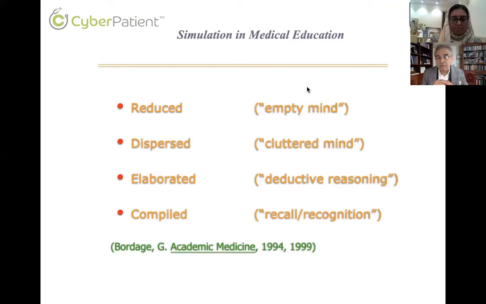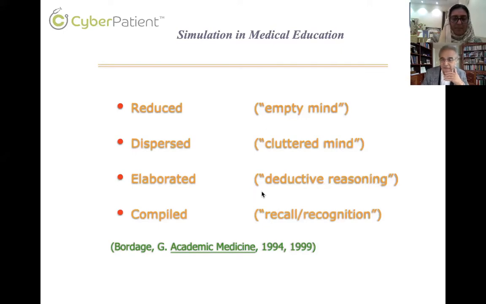let's think now about how we make clinical decisions. Research has shown that there are four types of thinking: reduced thinking, dispersed thinking, elaborated thinking, and compiled thinking. Reduced thinking equals empty mind. It's when the student knows nothing and can say nothing. So those are very bad students. We don't want to talk about them. Dispersed thinking is clustered mind. When you read some books, we know some signs and symptoms, but we cannot really put them together for a patient to make a clinical decision. So that's also not the way we would like to learn things.